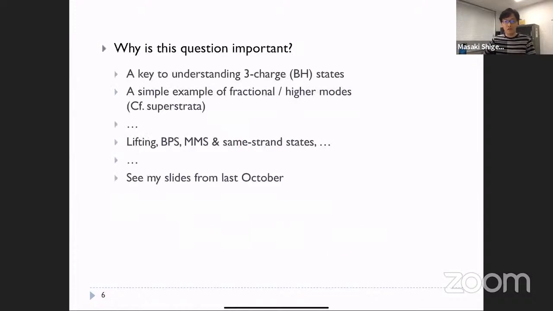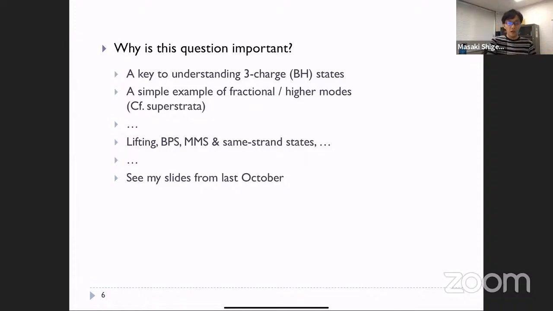And why do you want to ask this question? There are many ways to motivate this. This is a key to understanding three-charge black hole microstates, because this is a simple example of fractional or higher modes in CFT. So in CFT, you have many possible ways to excite your strands.